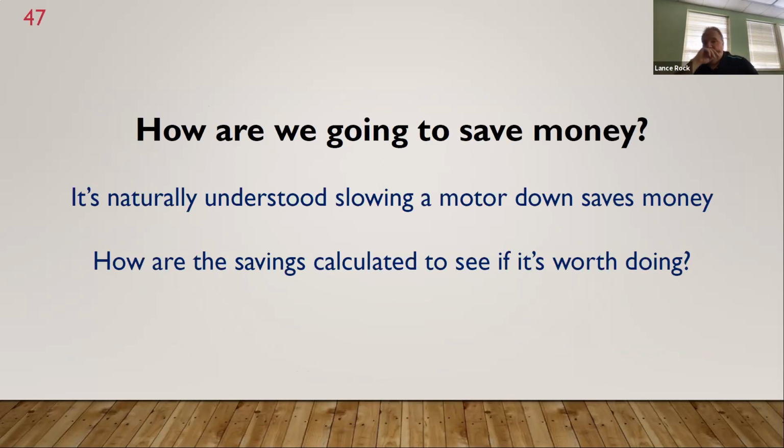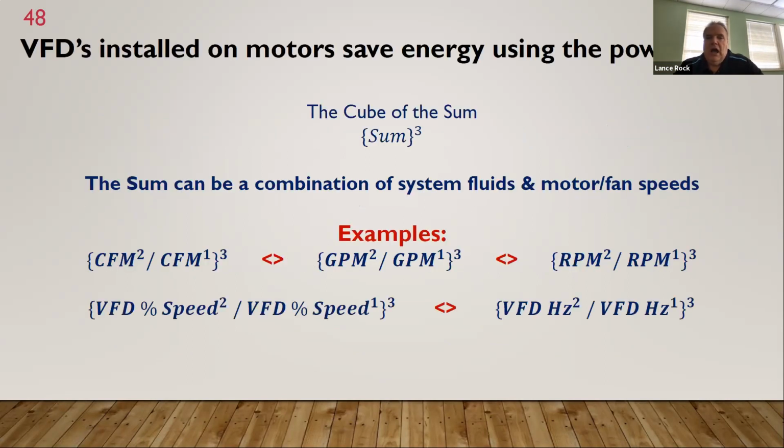Naturally understood. Again, slowing a motor down saves money. Next, please. Okay, this is the powers of three. It's simply, that's all we're doing. And what I'm going to demonstrate here is we slow a VFD down from 100% speed to 80%.